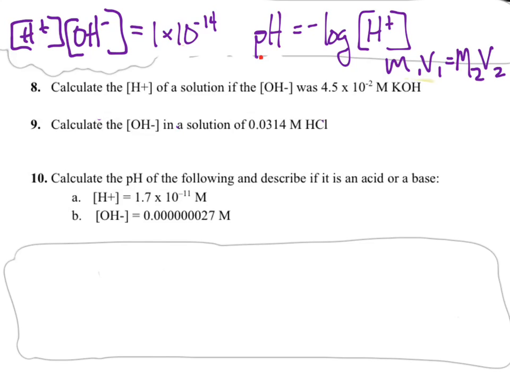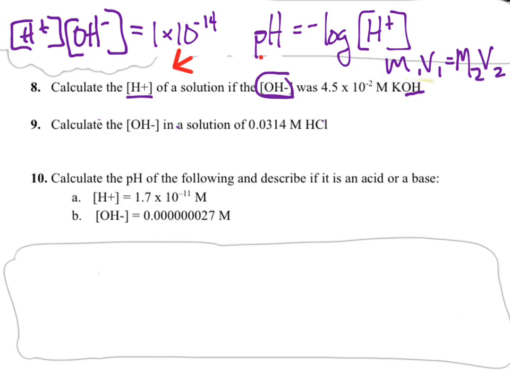So, for number 8, the question is saying calculate the hydrogen ion concentration of a solution if the hydroxide concentration was 4.5 times 10 to the negative 2 molar potassium hydroxide. Remember, if you have a hydroxide, an OH, in the formula of the substance, chances are it is probably a base, but in this case we know it is because that OH is going to result in the hydroxide ion concentration.